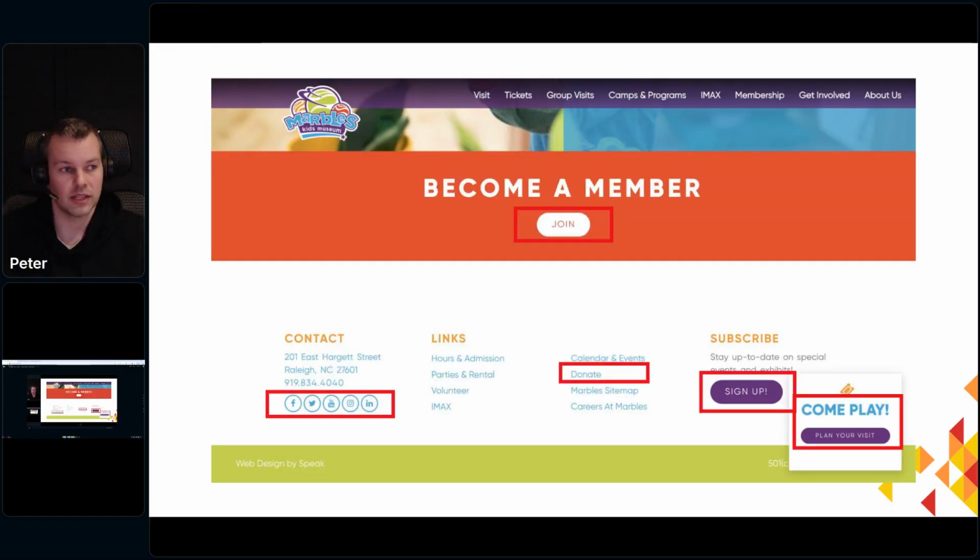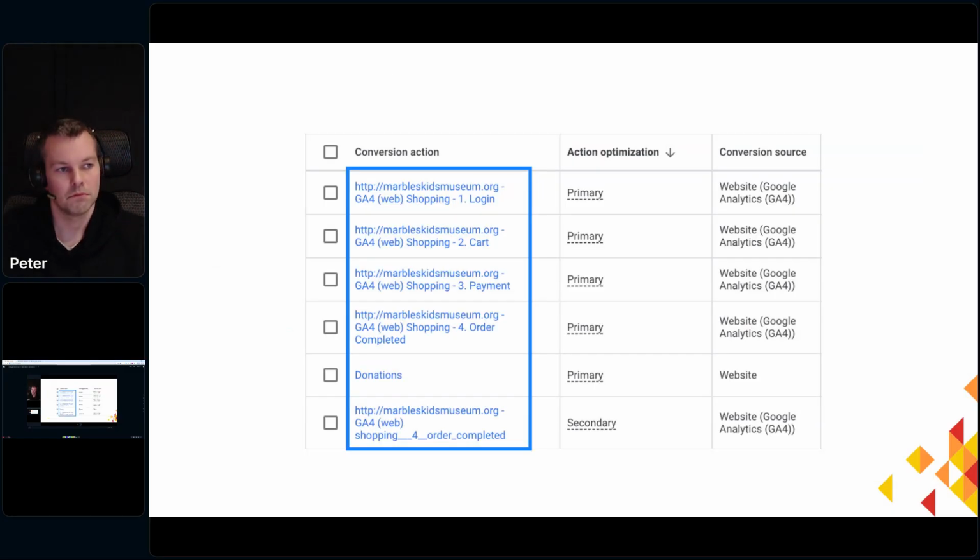Usually, this is an example of our client. As you can see here, all of these are conversion actions that we track. So if somebody clicks on social media icons, if somebody clicks on the donation button, if somebody subscribes, etc., all these are conversion actions. We've configured them within Google Tag Manager, and now this is a screenshot from the Google Ads account.